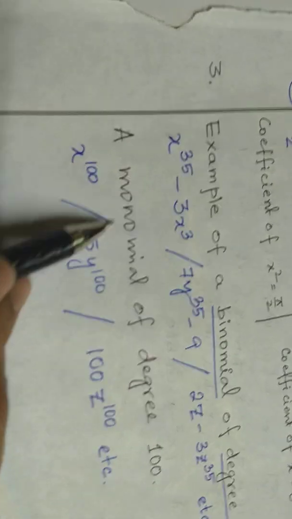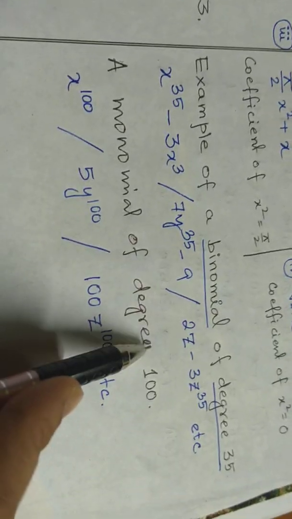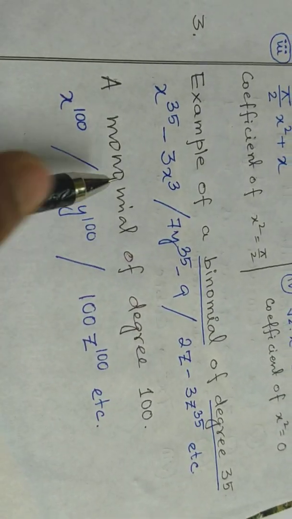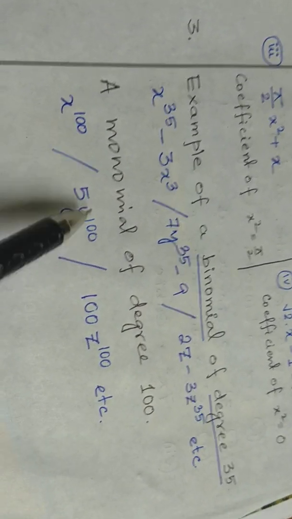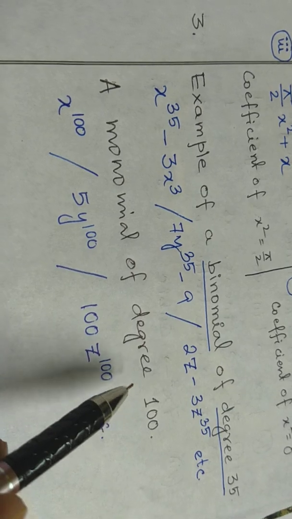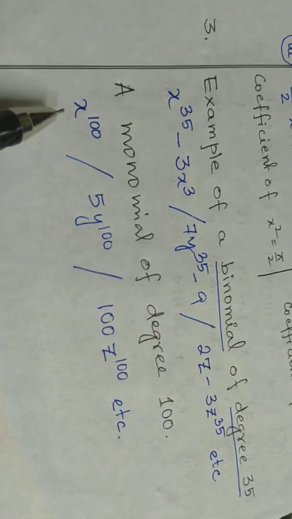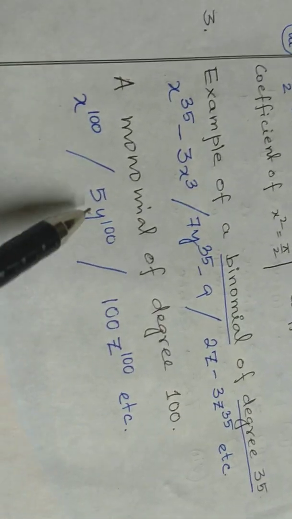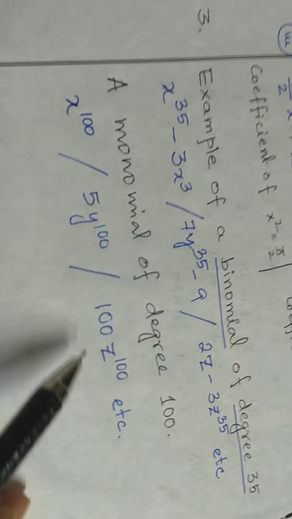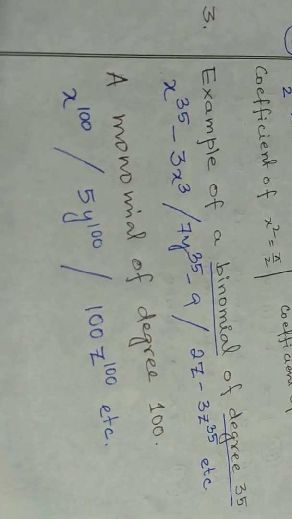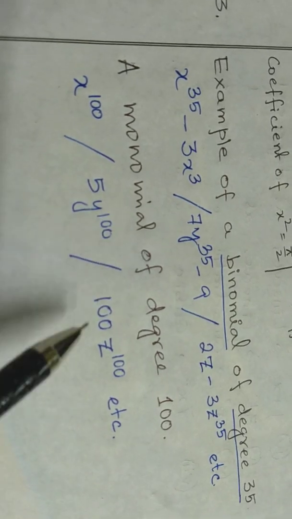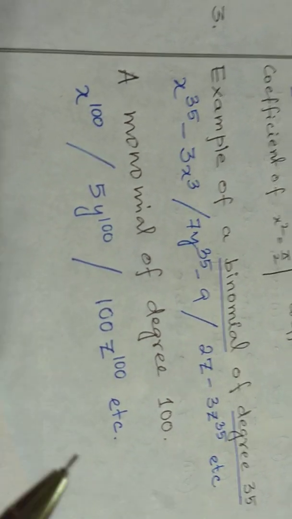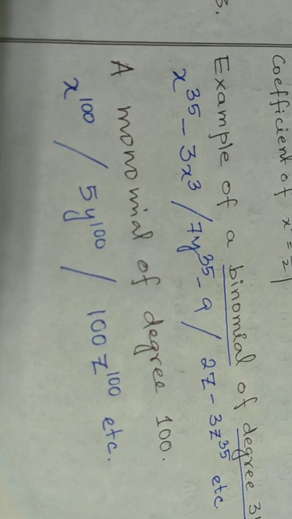Next, a monomial of degree 100. What is a monomial? Monomial means there must be 1 term, right? Here you can see 1 term, and the degree is 100, so the highest power will be 100. So I am writing x to the power 100 or 5 into y to the power 100, you can write any of them. I'm just giving examples. I can't give every example here online, so I'm just writing a few. You can choose any number, or you can write your own example also.